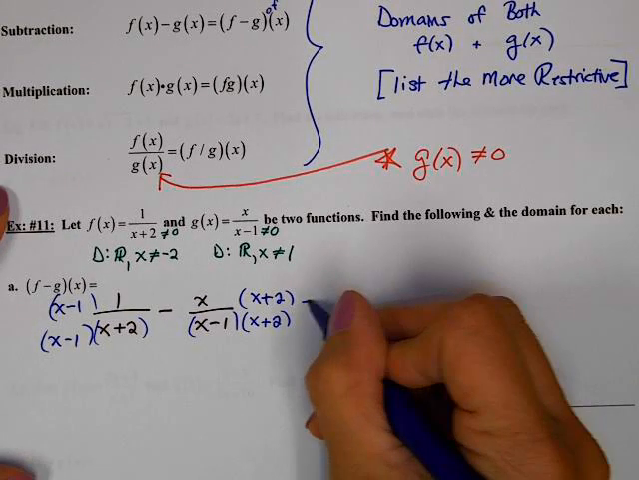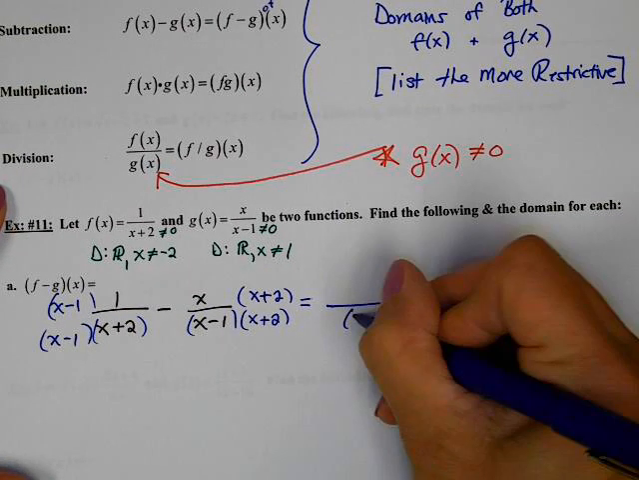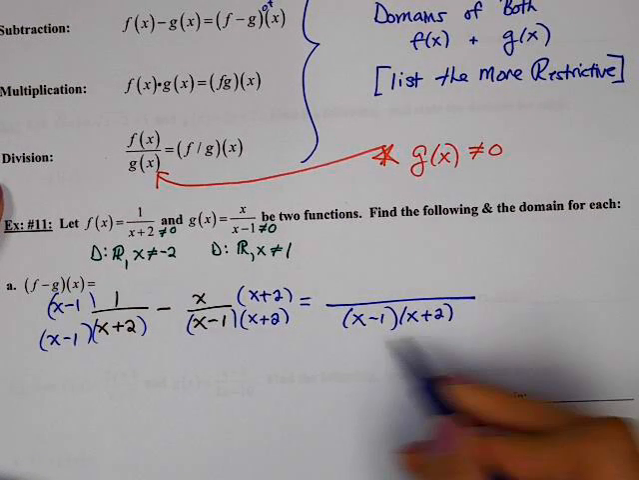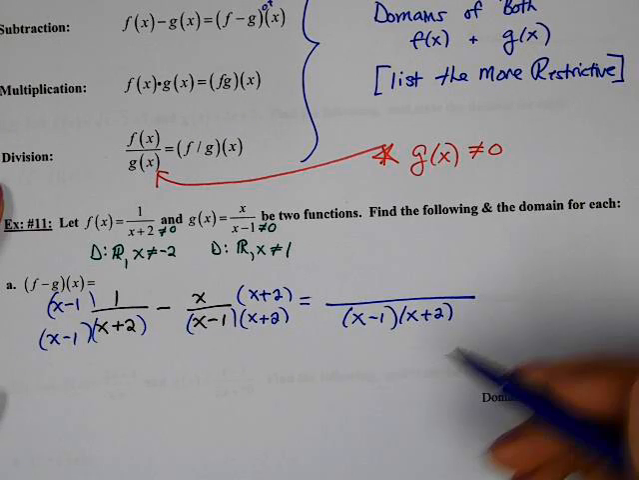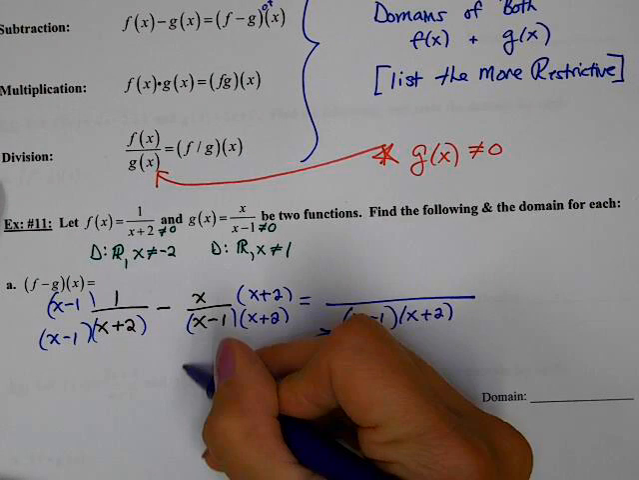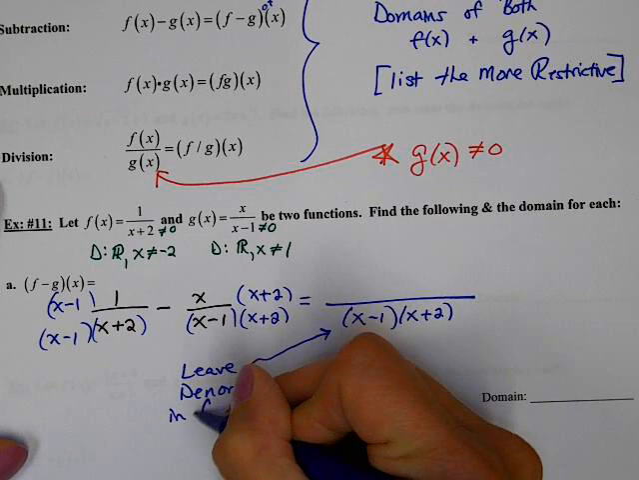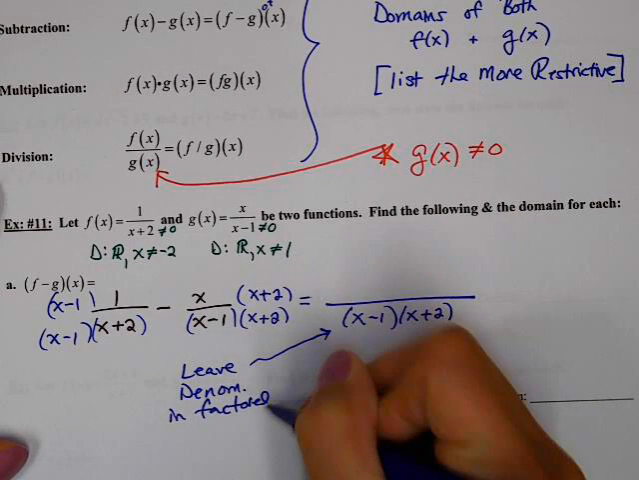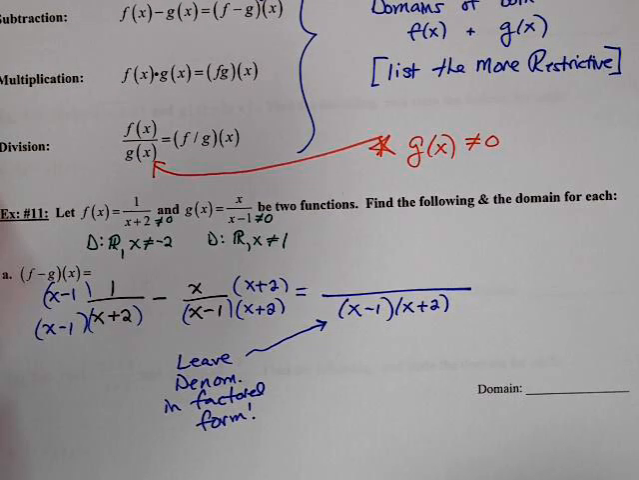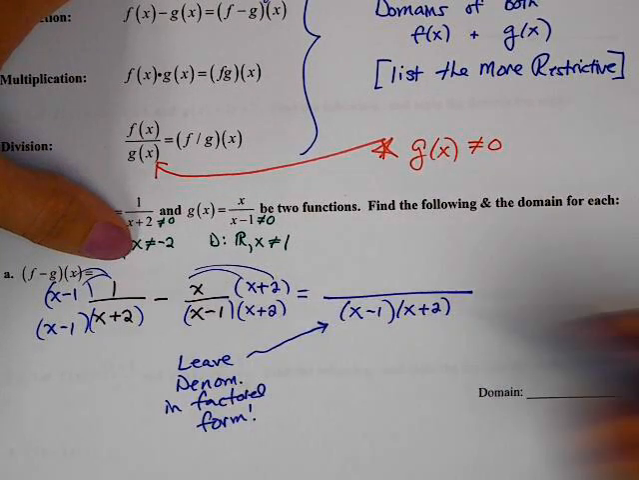So now what are we going to do? I am going to leave the denominator in factored form. Do you know why I do that? I want to very easily see the denominator because that makes the domain part easier. So let's just write a little note here. Leave denominator in factored form. It makes the domain part easier. But the numerator needs to get distributed, and then the like terms added.